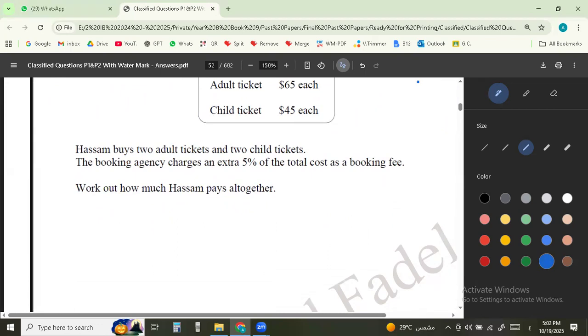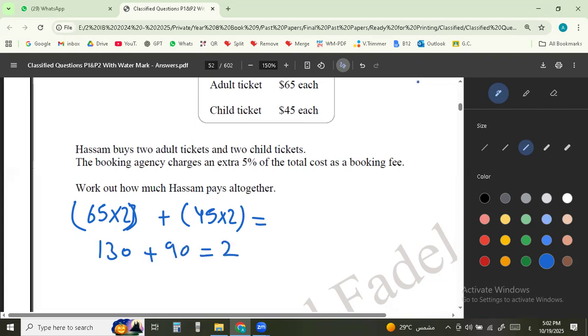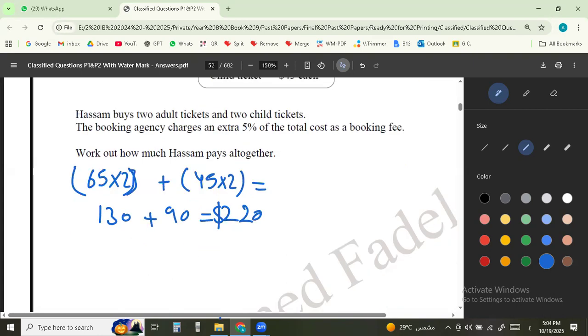Okay, no problem at all. We're going to find the 2 adult tickets, which means $65 times 2. So I have 65 multiplied by 2 for the adults. Plus, in brackets, he got how many child tickets? 2 child tickets as well. So it is 45 multiplied by 2. Good. Then equals 130 plus 90, which gives us $220.